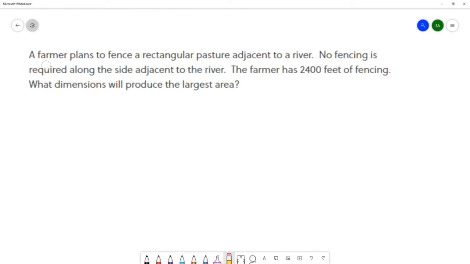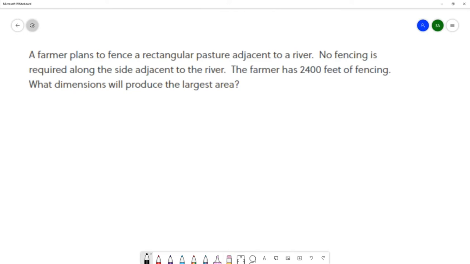On this question, a farmer plans to fence a rectangular pasture adjacent to a river. No fencing is required along the side adjacent to the river. The farmer has 2,400 feet of fencing. What dimensions will produce the largest area?